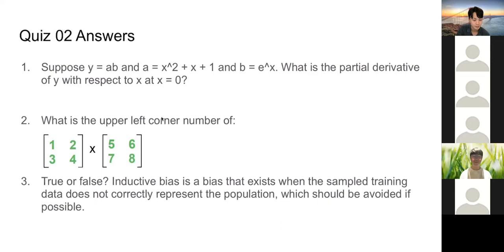Question number one. I think 82% of people got it right. The answer is two. Let's go through it. Why is it two? You can actually solve this in different ways. You can also use the product rule that you might have learned in your calculus class. In fact, the product rule for derivatives is a special form of the partial derivative. You can think of it that way. So we're going to solve it two ways.